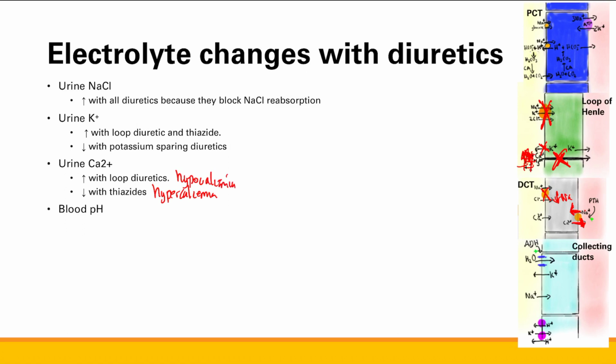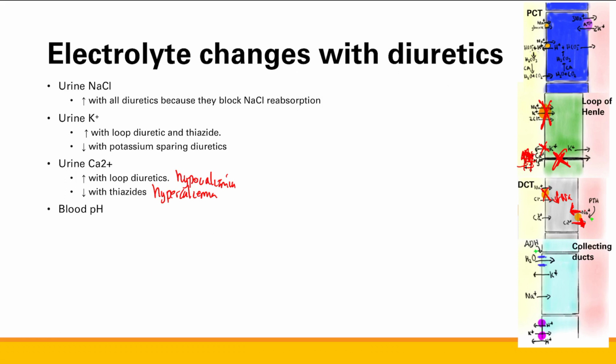Okay, next is blood pH. Let's talk about the causes of low blood pH. So let's say you have a carbonic anhydrase inhibitor. Actually, let's talk about blood pH. What's going to change it? It's going to change based on reabsorption / excretion of bicarb and H+. So either of those two changes can cause changes in blood pH.